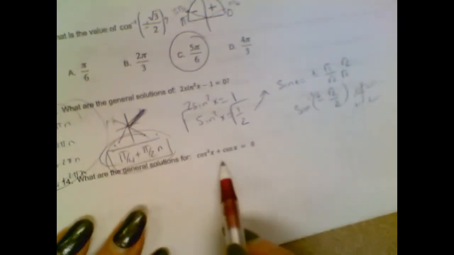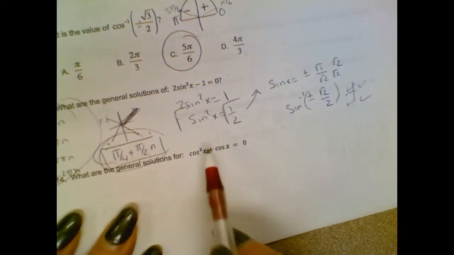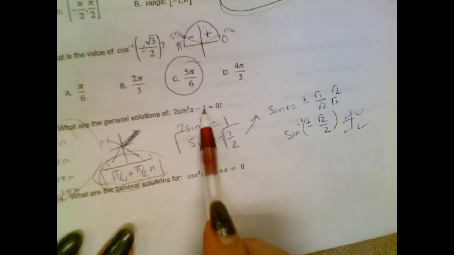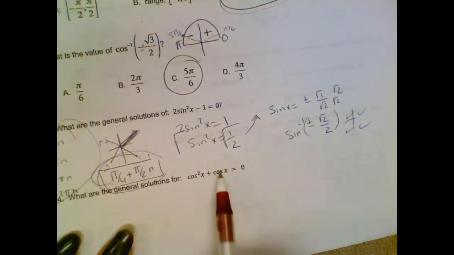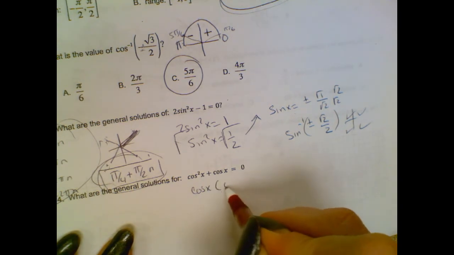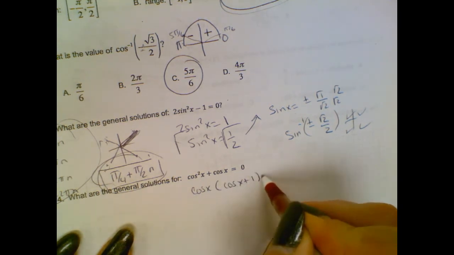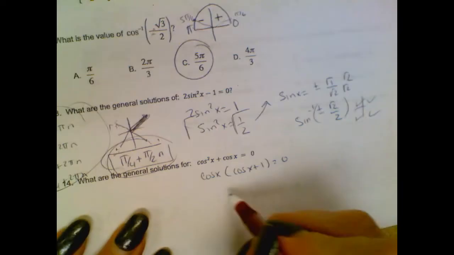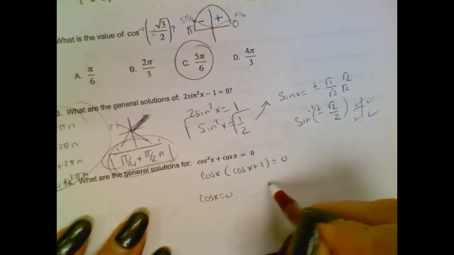What are the general solutions to this? This is a binomial, but this is different than this binomial. This one had a single number, so I could just solve. This one's got 2 terms that have cosine in them, so you should take a GCF out. So if you take a GCF out, it looks like this. Then set each factor that contains an x equal to 0.